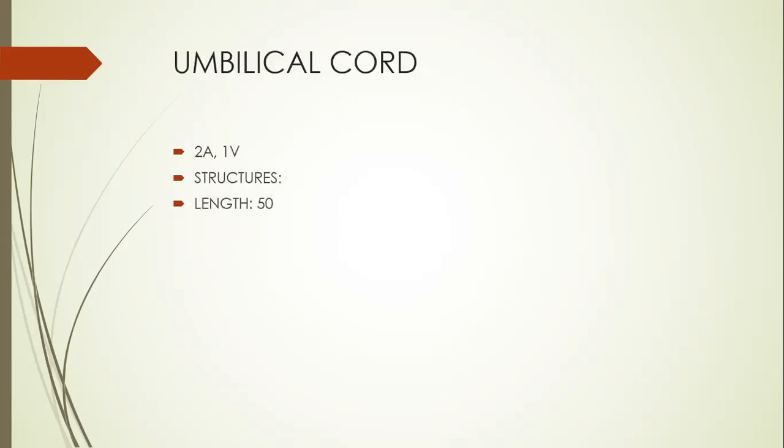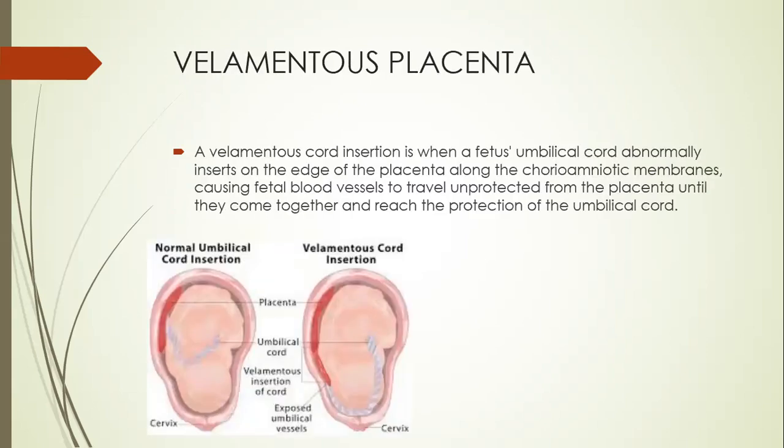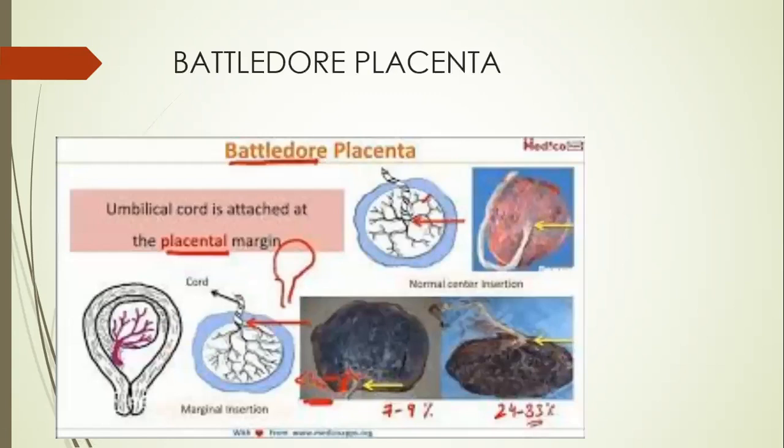Next, the umbilical cord also we have discussed: two arteries and one vein, the structure, length, and all those things, and conditions like velamentous placenta. What is the normal umbilical cord insertion? It is inserted in the center of the placenta, whereas in velamentous placenta it is at the edge of the placenta. In battledore placenta, the umbilical cord is attached to the placental margin.